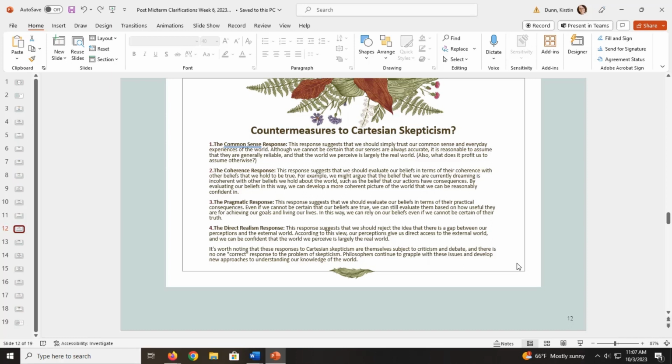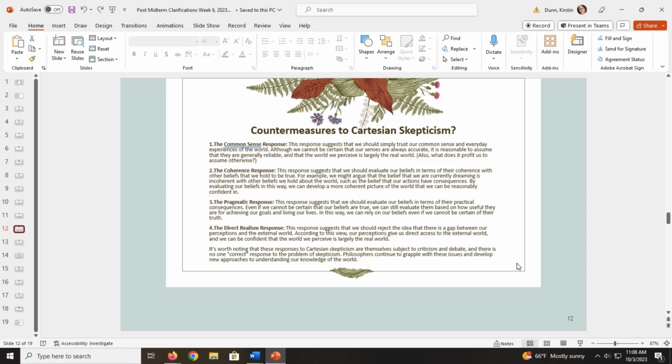Number two, the coherence response. This response suggests that we should evaluate our beliefs in terms of their coherence with other beliefs that we hold to be true. For example, we might argue that the belief that we currently are dreaming is incoherent with other beliefs we hold of the world, such as the belief that our actions have consequences. By evaluating our beliefs in this way, we can develop a more coherent picture of the world that we can be reasonably confident in.